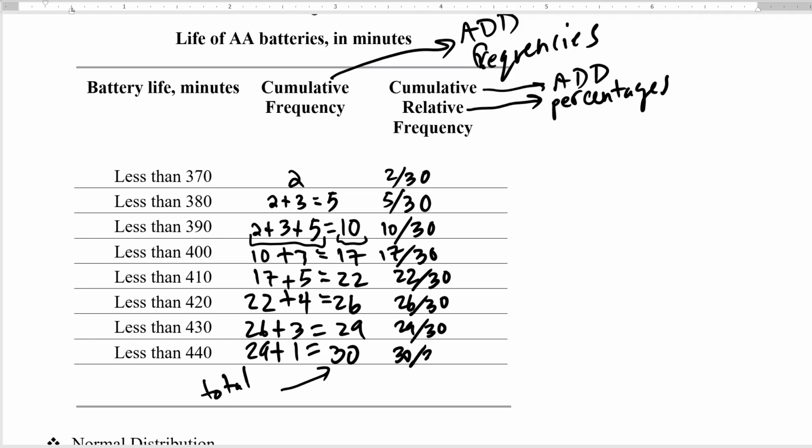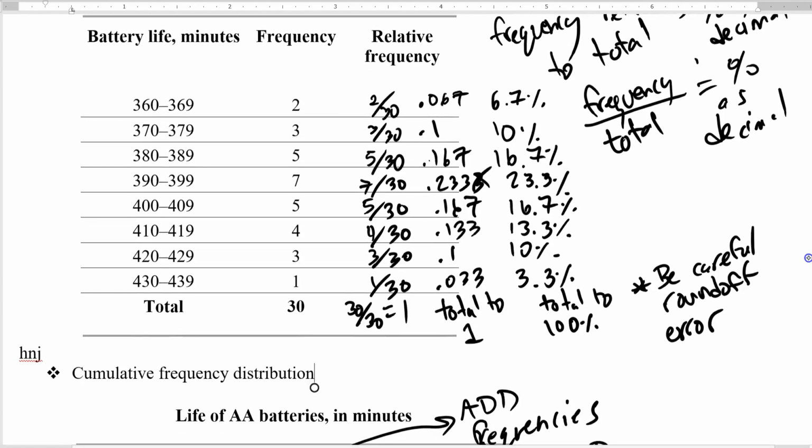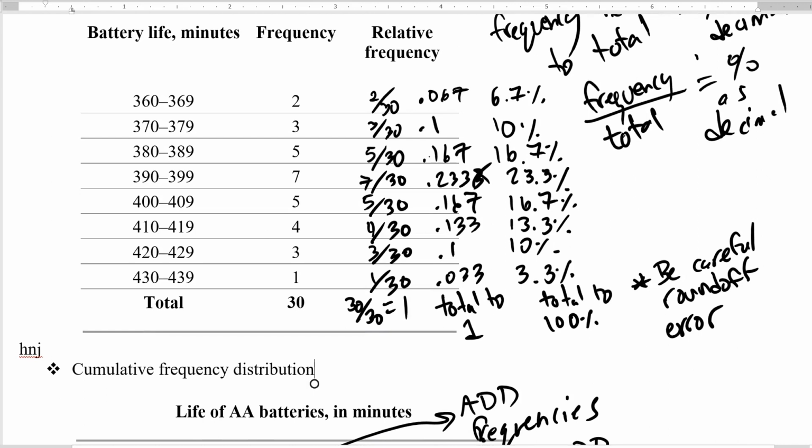And 30 out of 30. This should total 30 out of 30, which should total to 1. Now be careful, because if you did this 2 out of 30, that should be what we had before, which was the 0.067.